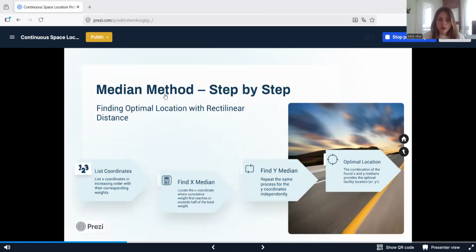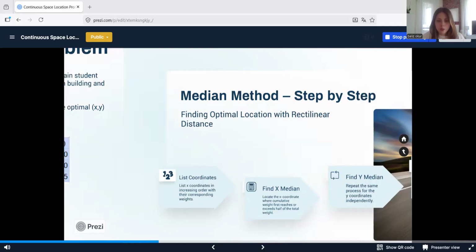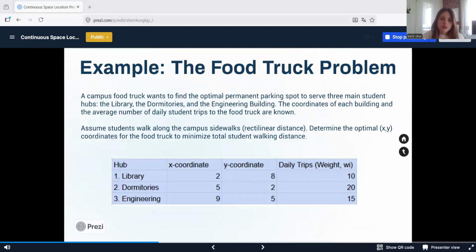In here, I'm explaining the step-by-step median method. First, list the coordinates in increasing order with their corresponding weights. Then find the x median. After that, find the y median. The combination of the found x and y medians provides the optimal facility location. To solve these using rectilinear distance, we use the median method.